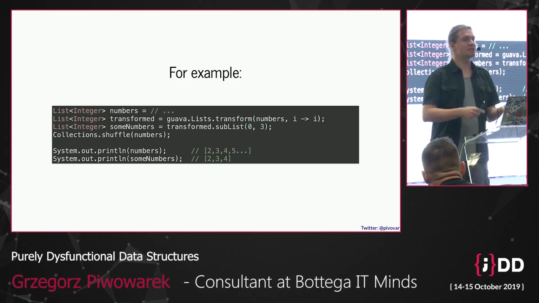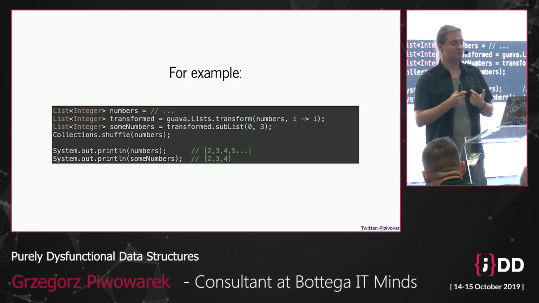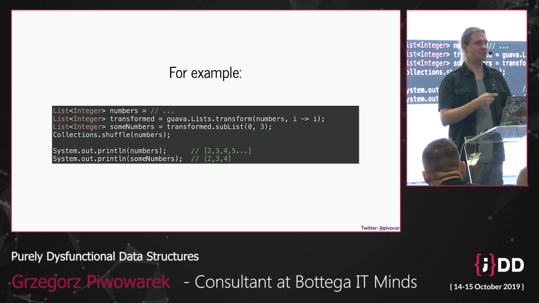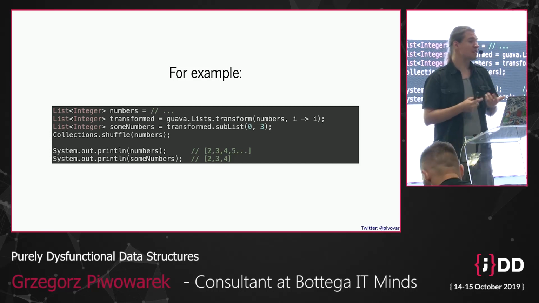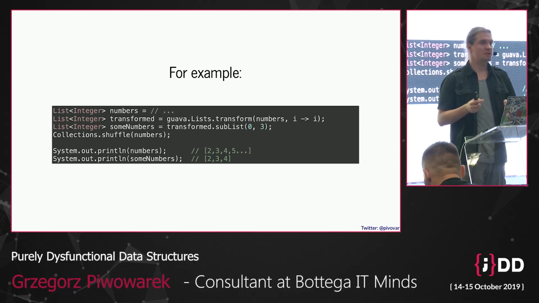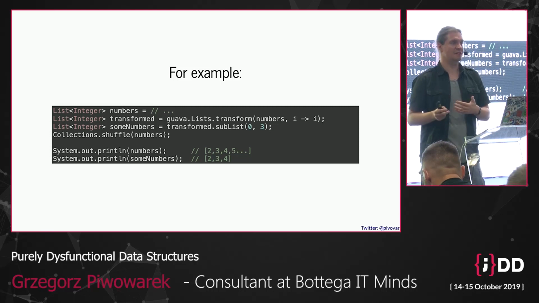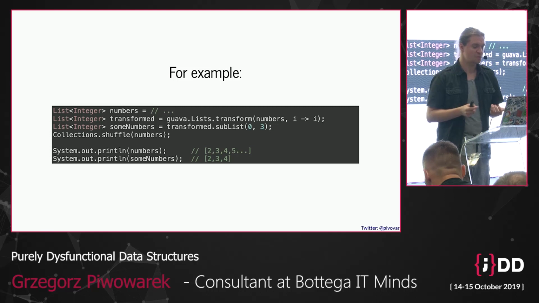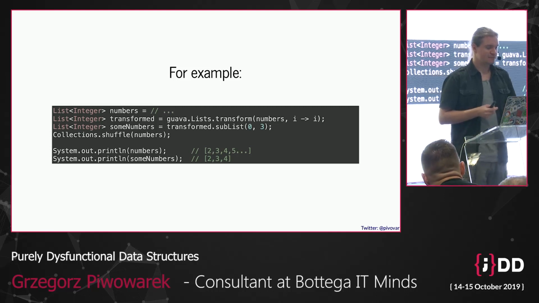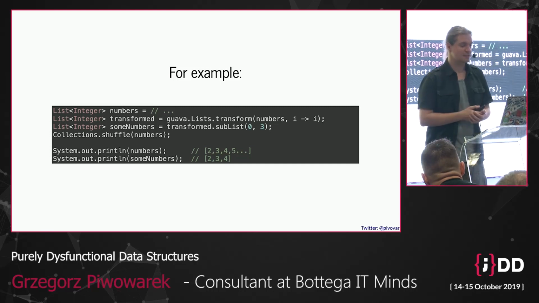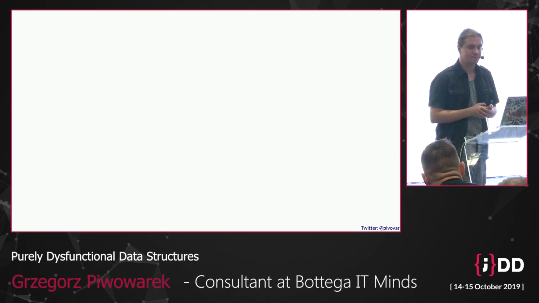And then we created sublists of those views. And then we shuffled the original collection, which ended up effectively shuffling all of them. So we ended up testing if a few numbers are actually part of the same collections, which would always pass, which was kind of cool. Luckily, we didn't really have any problems in production, but this is what could have easily happened.